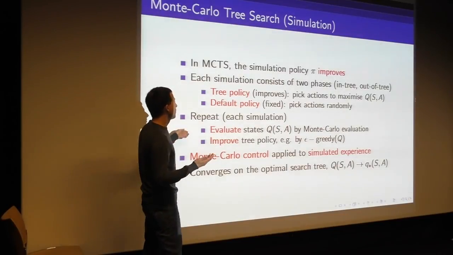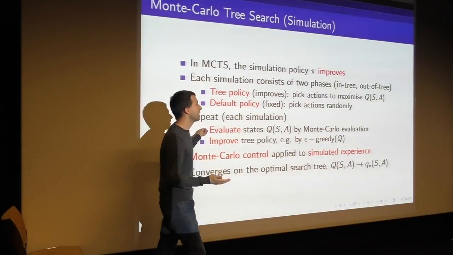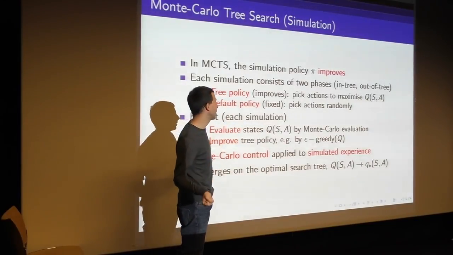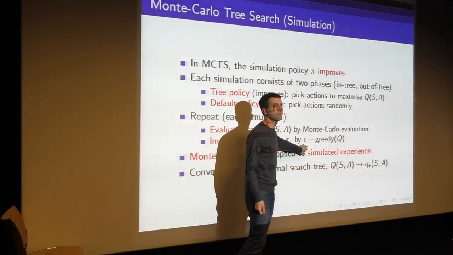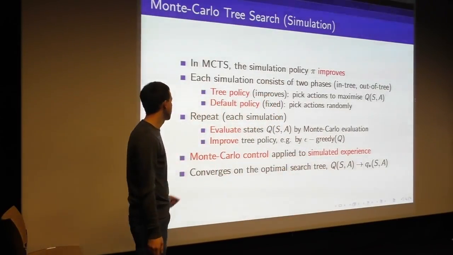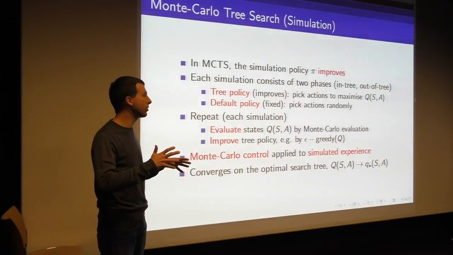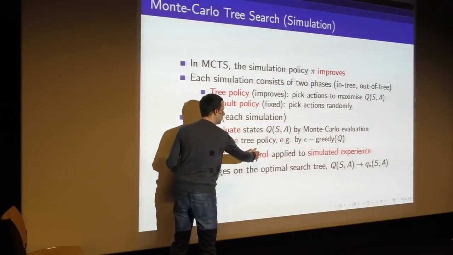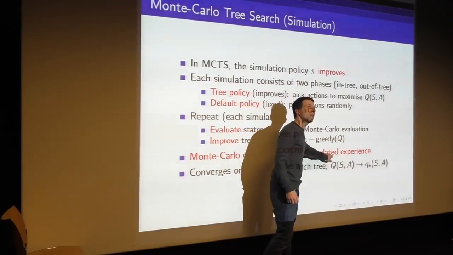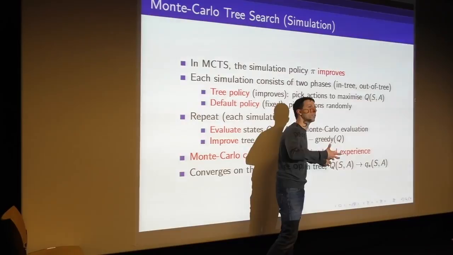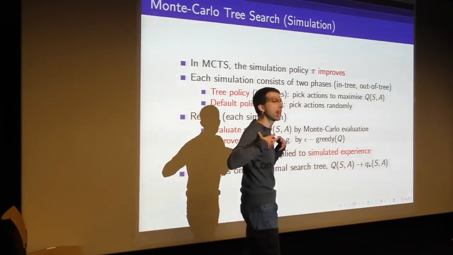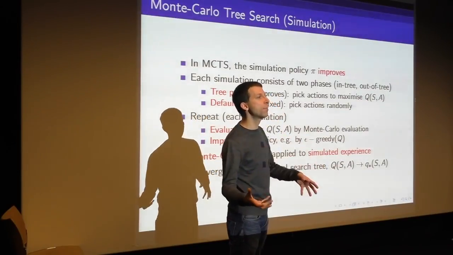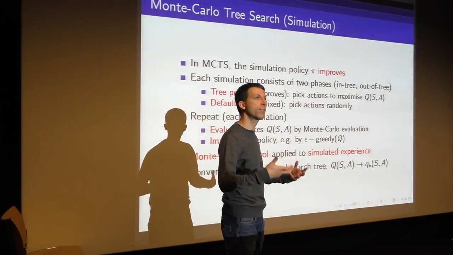So the algorithm is that every simulation, we evaluate our states by Monte Carlo evaluation, but then we improve our tree policy by, for example, epsilon greedy, or smarter strategies using bandits. And this algorithm, it turns out, is one we've already seen before. It's basically Monte Carlo control, but applied to simulated episodes of experience that start from the root state. So we're always starting from the state we're in, from this moment now. We're running our experience from now onwards, and applying Monte Carlo control to the experience that we encounter from now onwards.